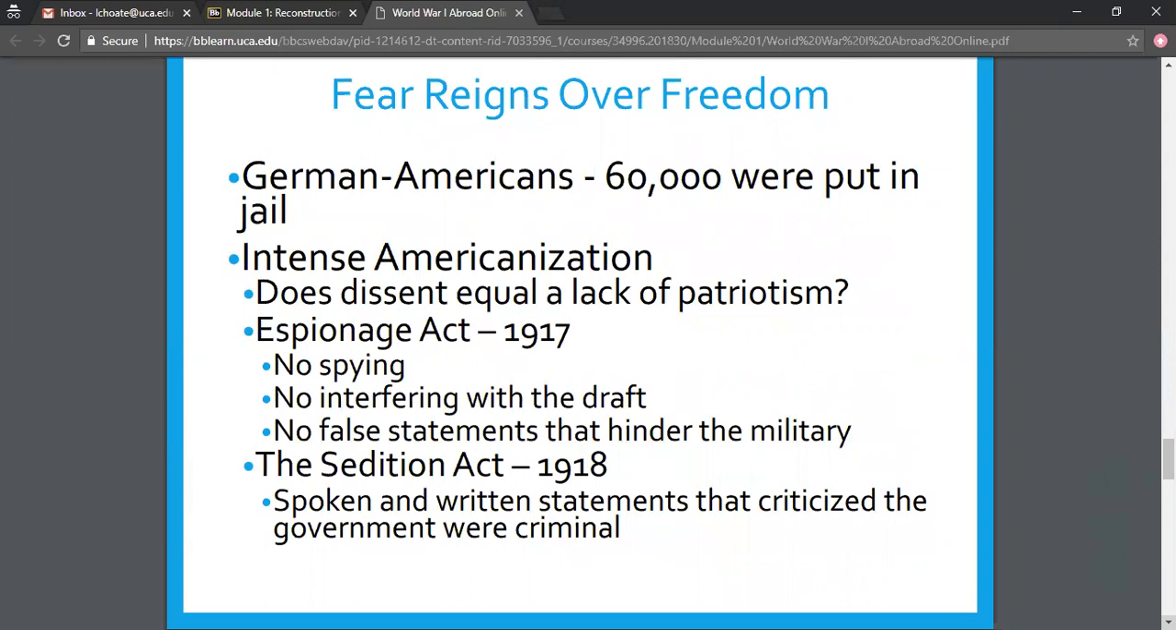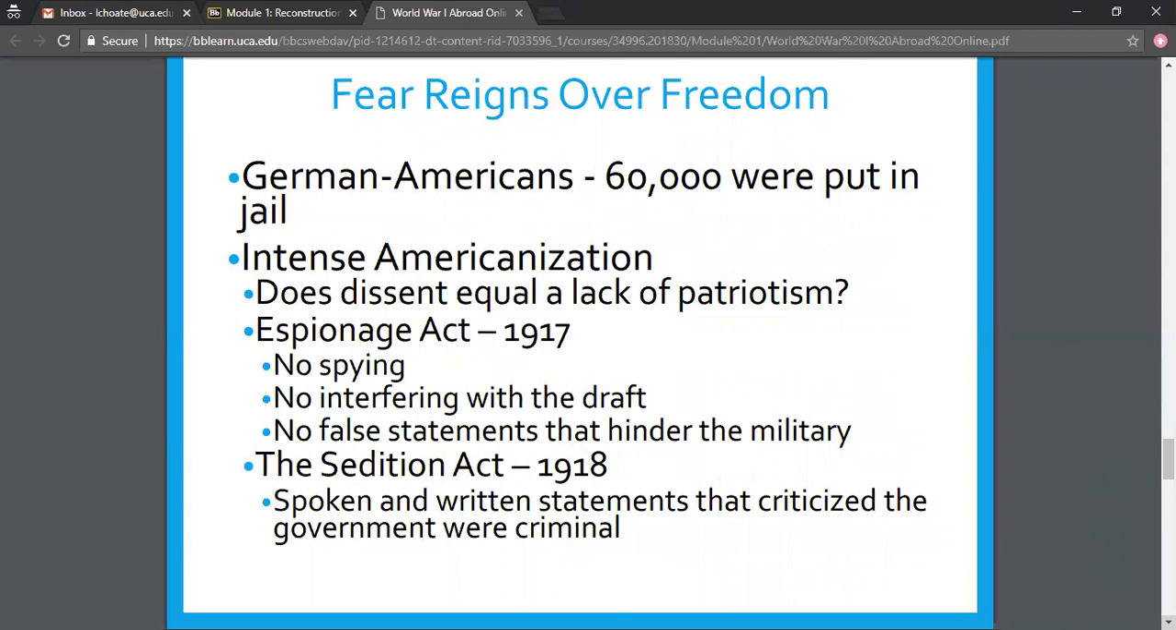And we ask ourselves a lot the question, does dissent equal a lack of patriotism? Well, in theory, in America, no. You're allowed to disagree with your government. You're allowed to even speak against your government, and that's part of freedom of speech. And it doesn't mean that you're not a patriot. In fact, in many cases, it can mean that you are a patriot. But during World War I, there was the idea that if you didn't support the war, you were not a true American. You were a traitor to your country if you didn't support the war. And that was because there was such an intense movement to create support for the war. And so it became a very dangerous time to disagree with the government.